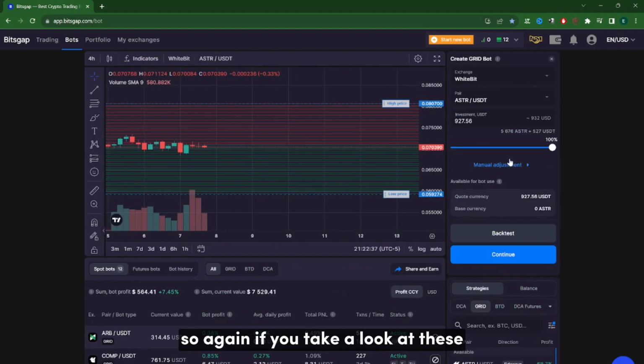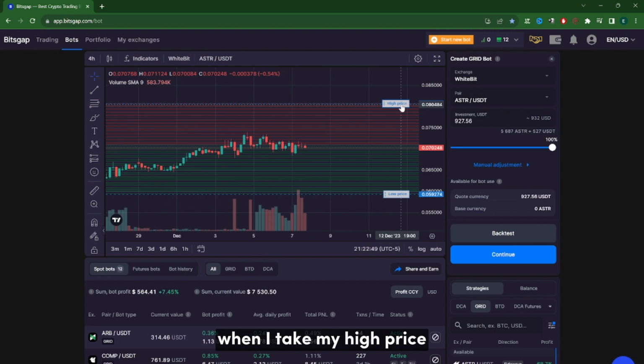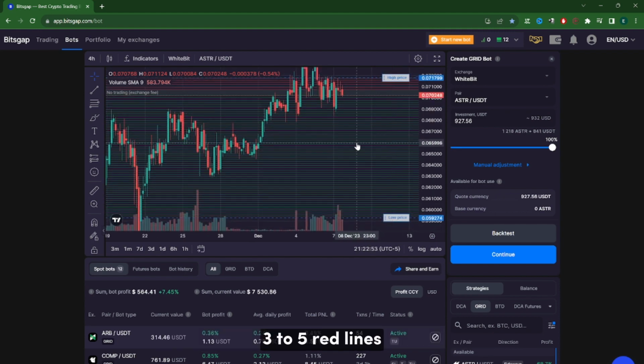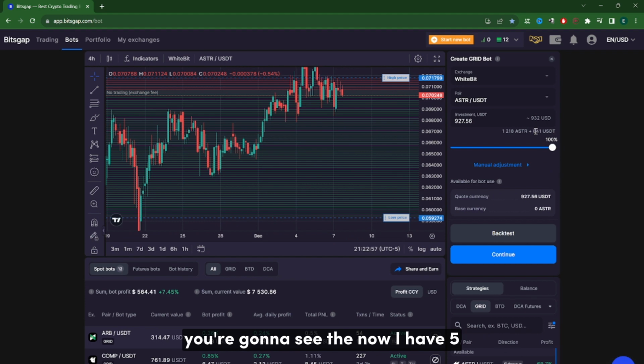So again, if you take a look at these, you will see that I have 5,676 on ASTR and I have 527 on USDT. When I take my high price and move it all the way down between 3 to 5 red lines, you're gonna see that now I have 841 in USDT and 1,218 in ASTR.